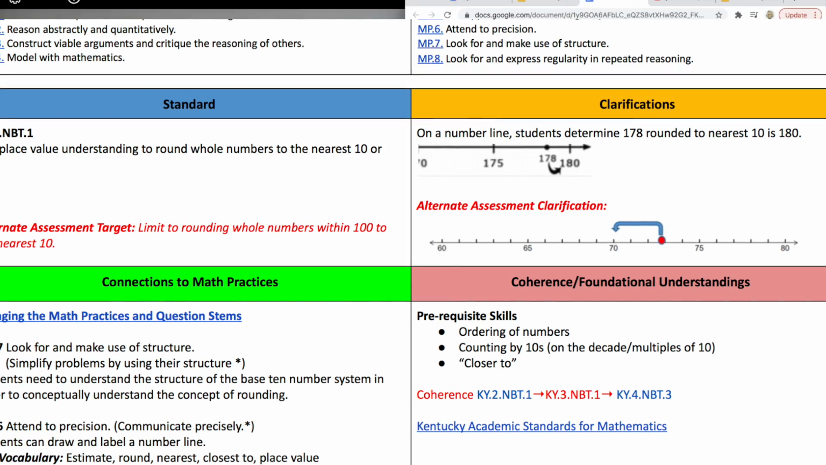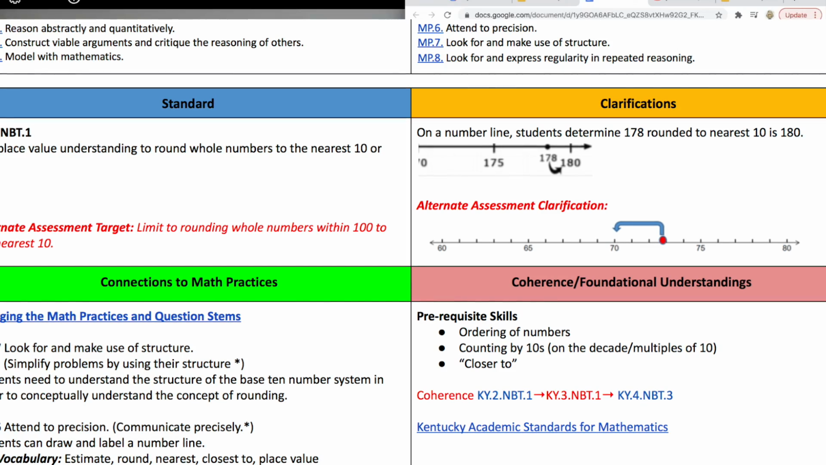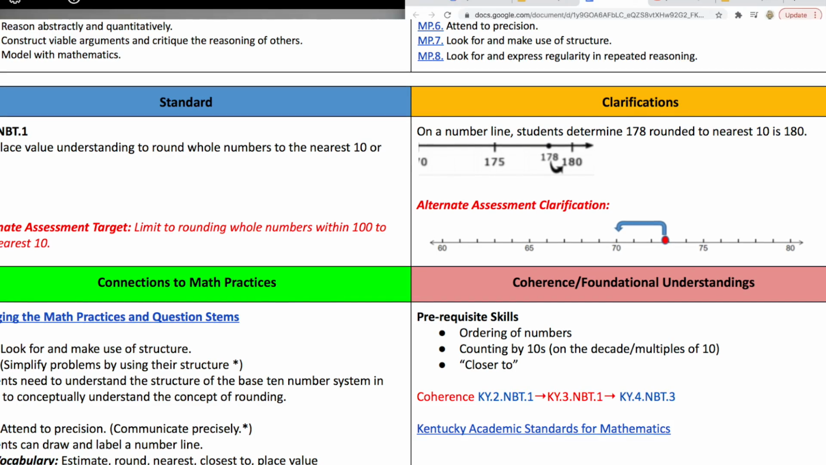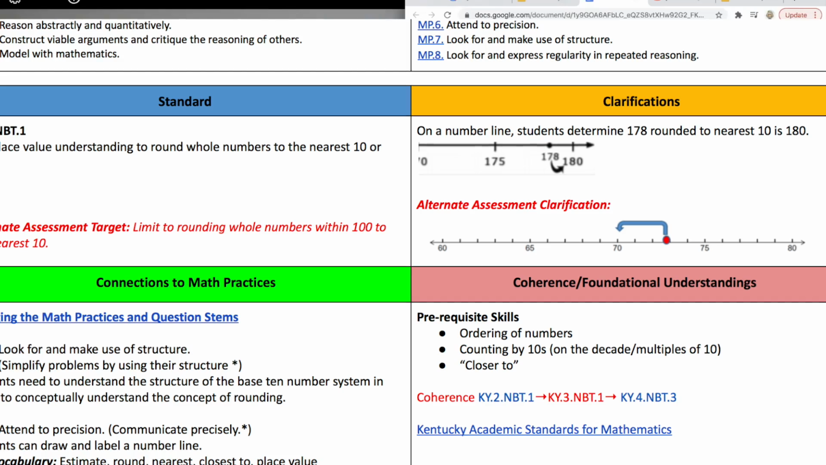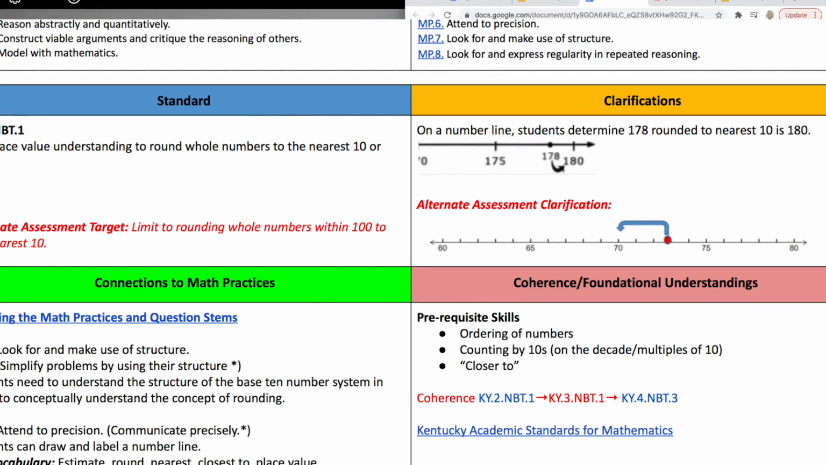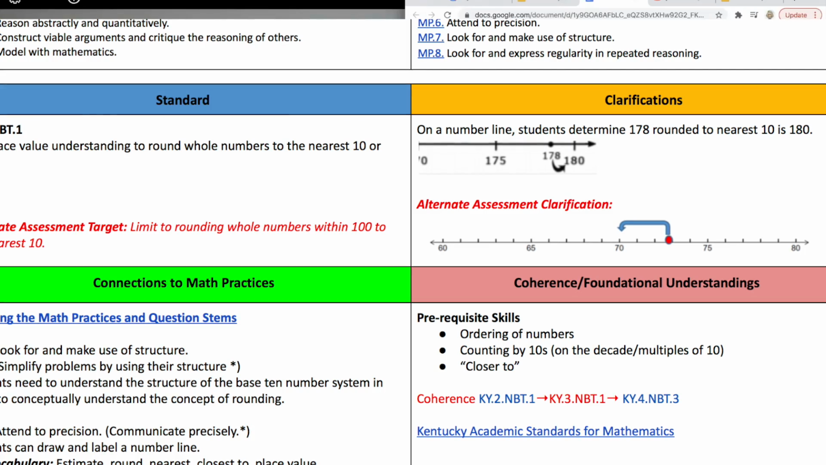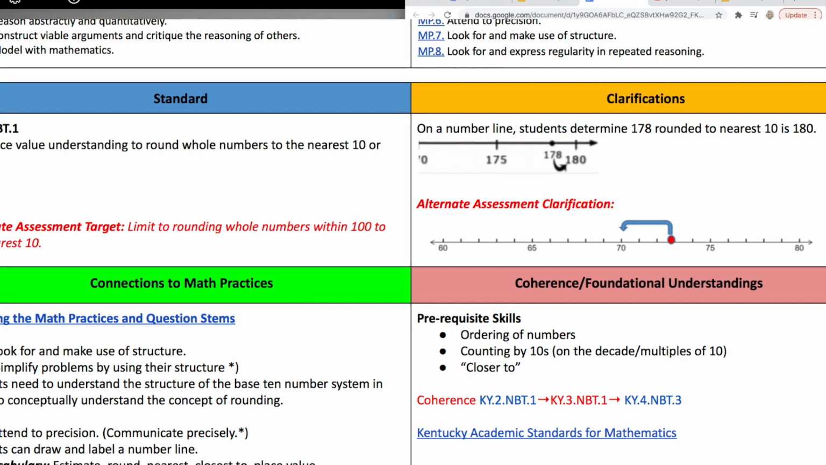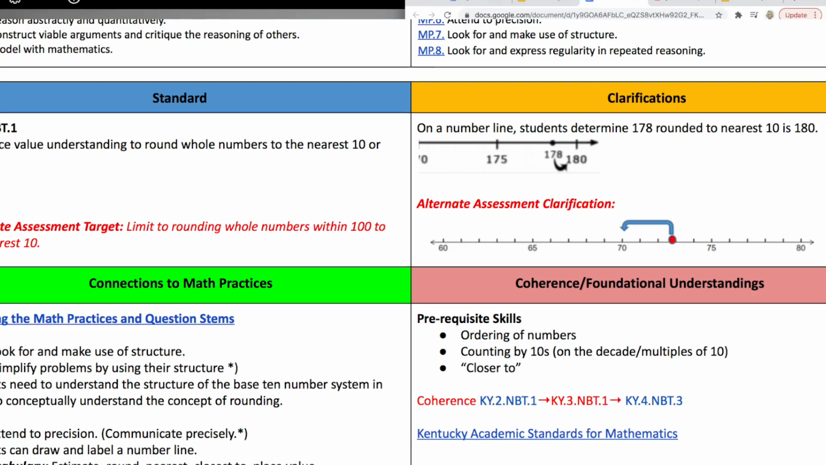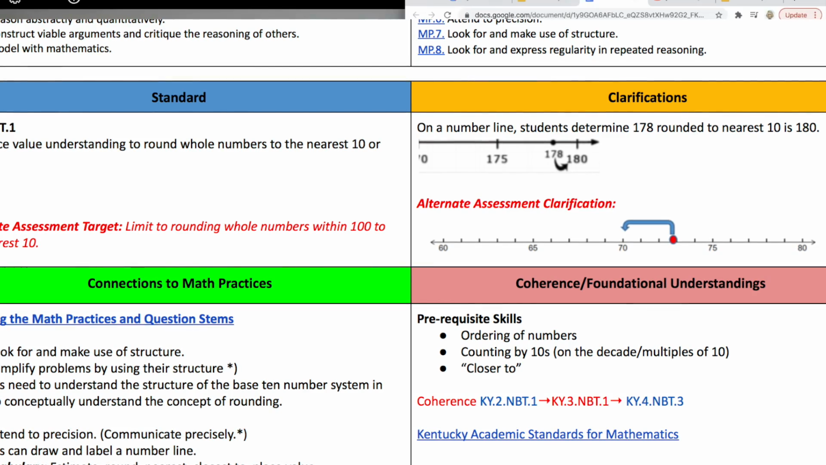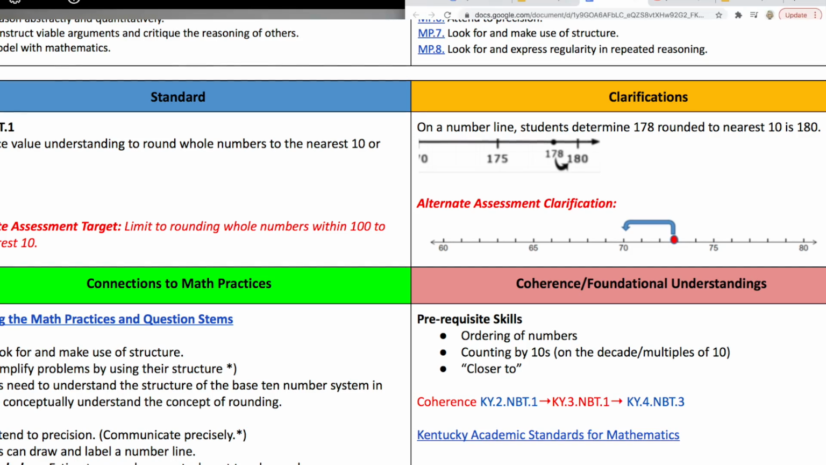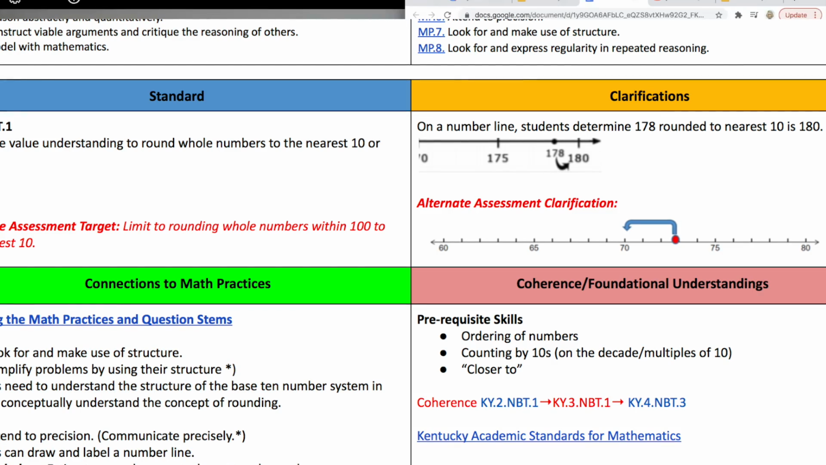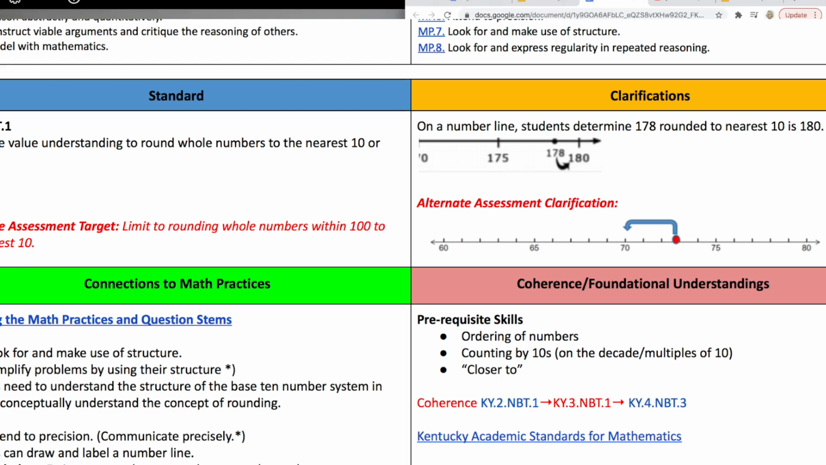We try to embed these math practices within our standards when we're teaching. So this first one says use place value understanding to round whole numbers to the nearest 10 or 100. And of course, you can see in the red, that's where your limit is. Limit to rounding whole numbers within 100 to the nearest 10. So we're limiting to just the nearest 10 with that one. It'll give a clarification over here as well, giving an example of what we want you to think about. So you can see this is staying within 100. This one, of course, is beyond 100.